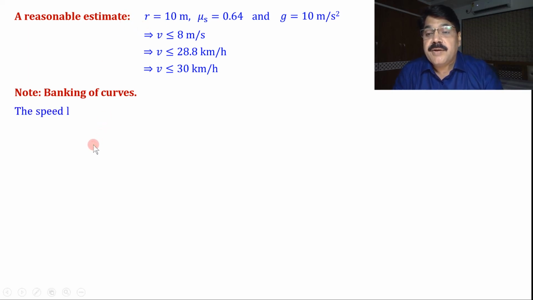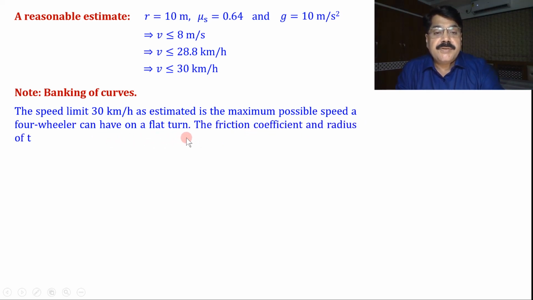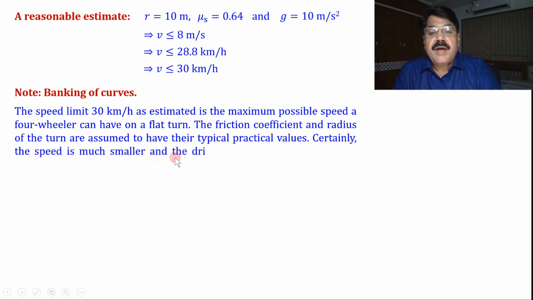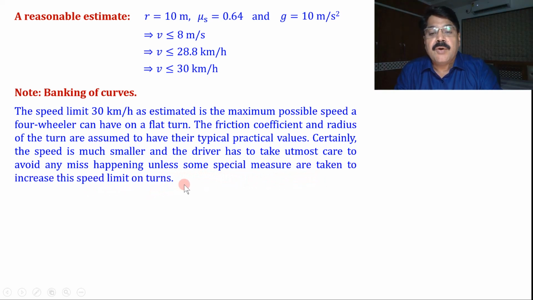So what we can think here is that the speed limit of 30 km per hour, as estimated, is the maximum possible speed of a four-wheeler on a flat turn. The friction coefficient and radius of the turn are assumed to have their typical practical values. Certainly, the speed is much smaller and the driver has to take utmost care to avoid any mishap, unless some special measures are taken to increase this speed limit on the turns.